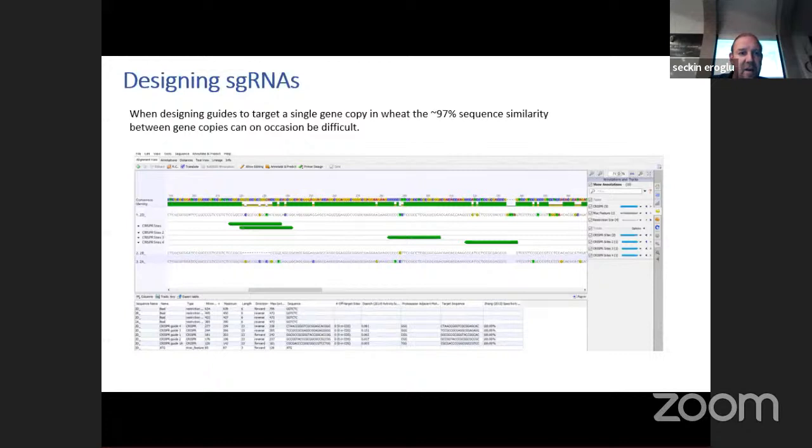So when designing a guide RNA to knock out a single copy of a gene in wheat, I will line up the sequence, and then I will look for differences in the sequence, and I will then design the guides around those differences.